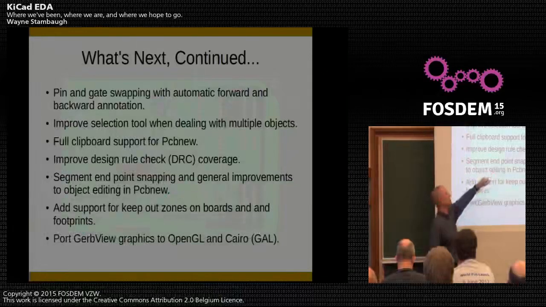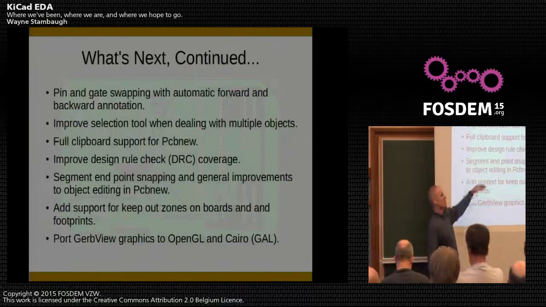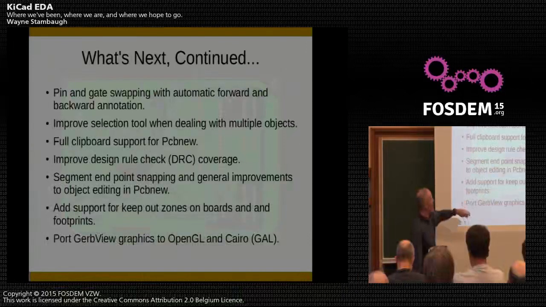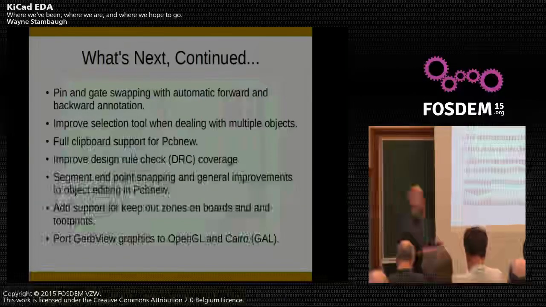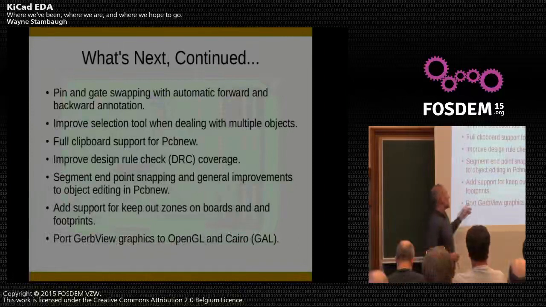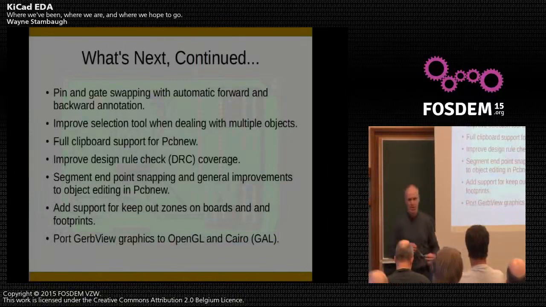The DRC's missing some bits and pieces, drawing segments and stuff. A lot of people like endpoint snapping. Right now, you have to know exactly where you're drawing to get it to work perfectly. There are some enhancements we need to add to the zones. A lot of people like to use keepouts for preventing things getting too close together and whatnot. We also need to port the Gerber viewer as well.